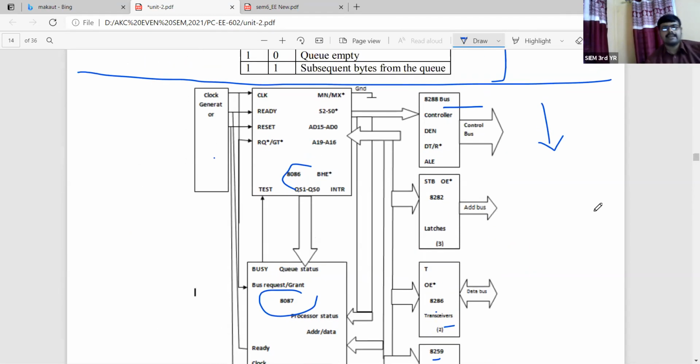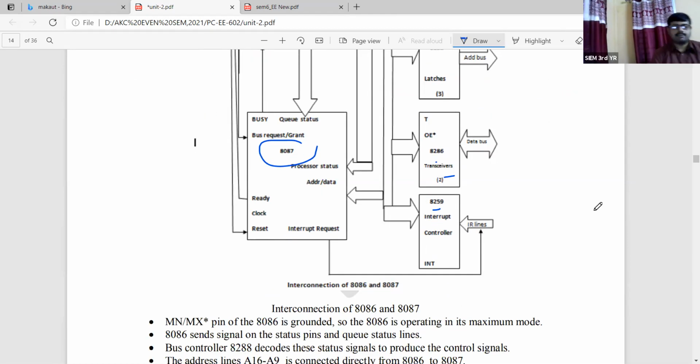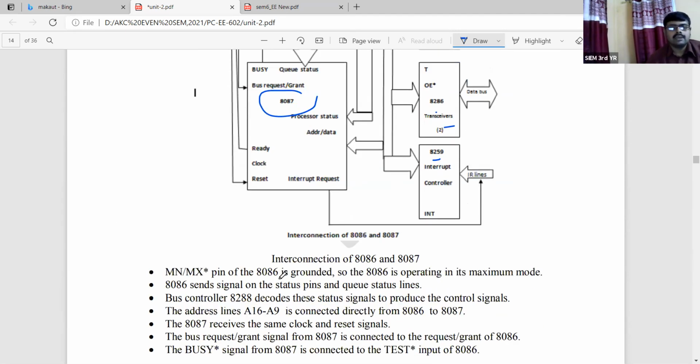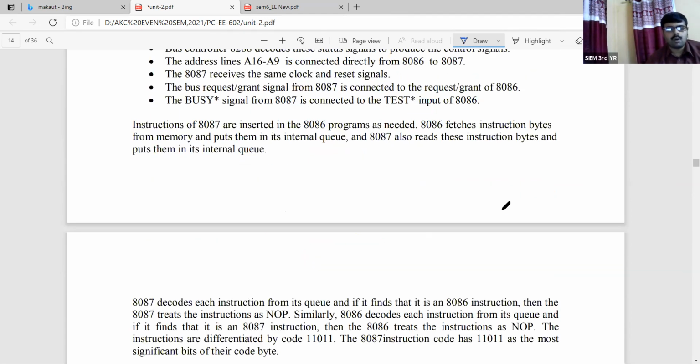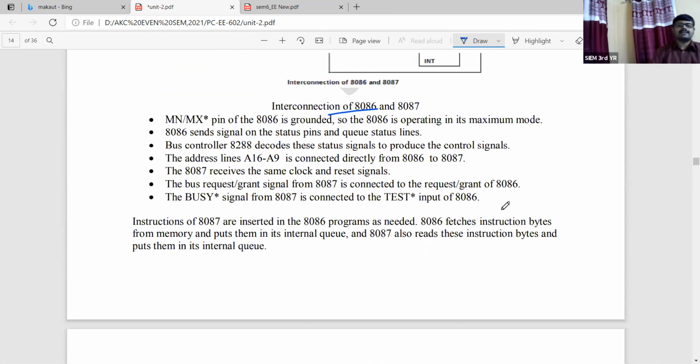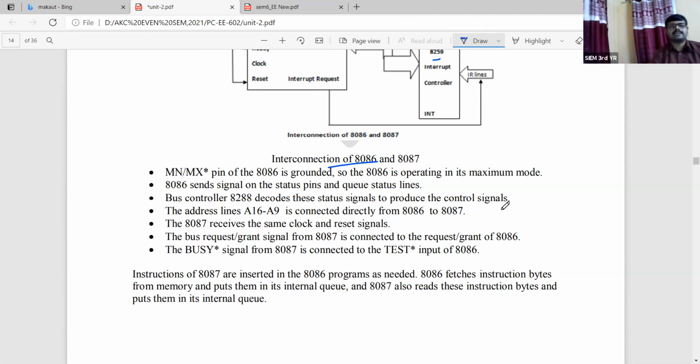So all the configurations, that is the control bus operation, address bus operation, data bus operation, all the operations that we are performing now are associated with the maximum mode of operation. If we see the interconnection of 8086 and the 8087, some points we have already noted. The MN/MX bar pin of the 8086 is grounded, so the 8086 is operating in this maximum mode, as I have just mentioned.